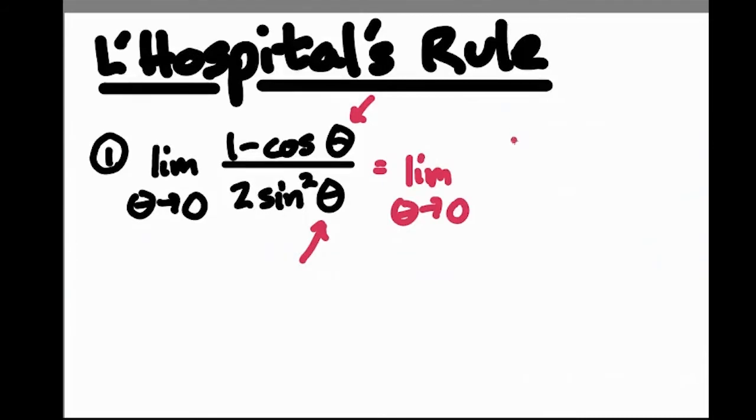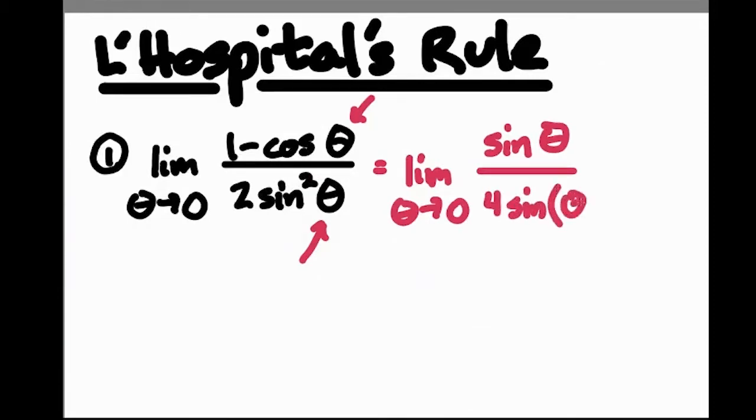What we're going to do is the derivative of the top. The derivative of 1 is 0. The derivative of cosine is negative sine, so it's negative negative sine, which is just going to be sine theta. The bottom derivative, you are going to have to use chain rule. It's a layered function, so you bring the 2 down, multiply it in front, so you get 4 sine theta, and it's to the first power because you minus 1 from the power. But then you have to multiply by the inner derivative, which is cosine theta.